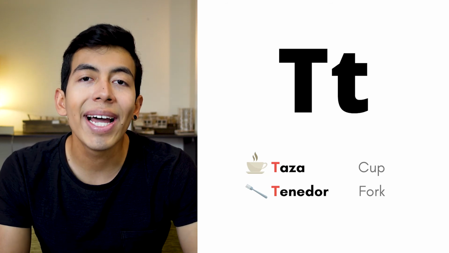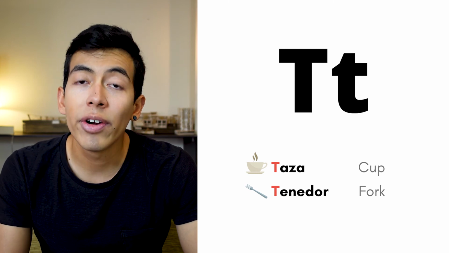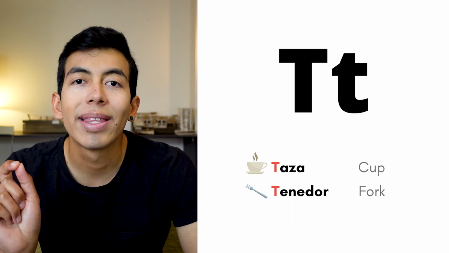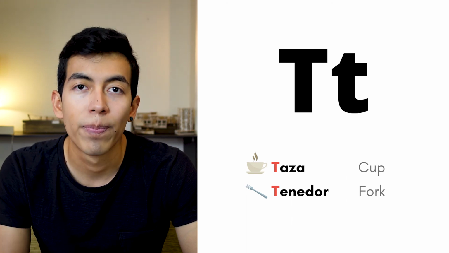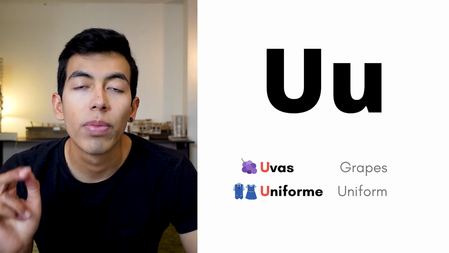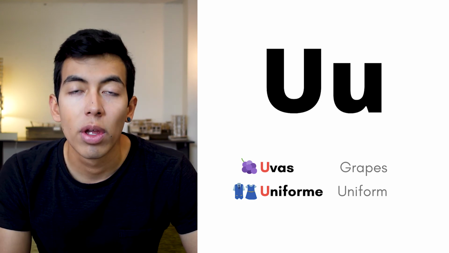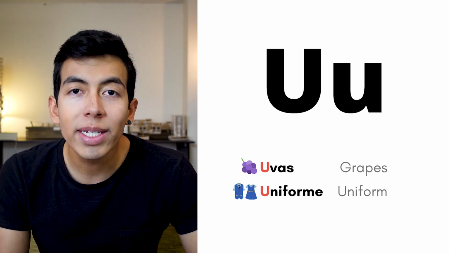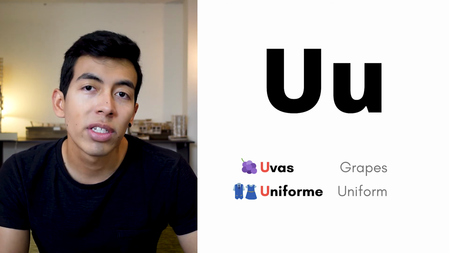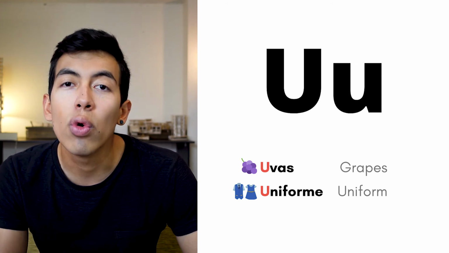Then we have la letra T. This letter is pronounced T. Taza, tenedor. Then we have la letra U. U. Uvas. Uniforme. Don't pronounce it as the U in English, because some people say uniforme, but it's just U.